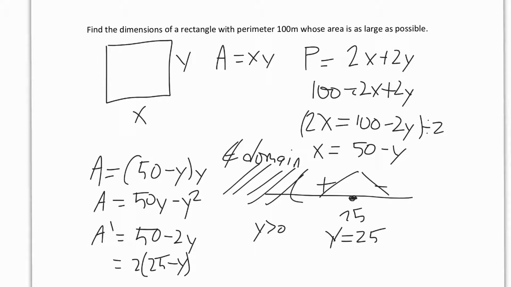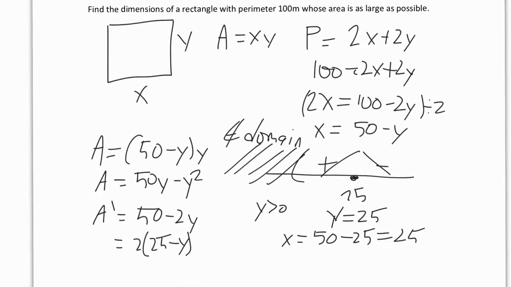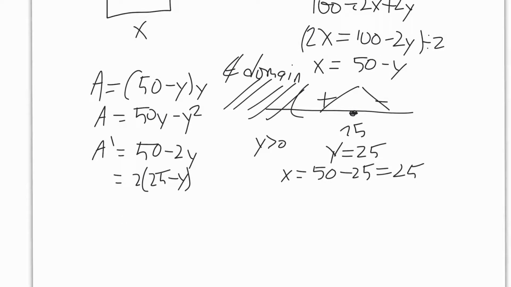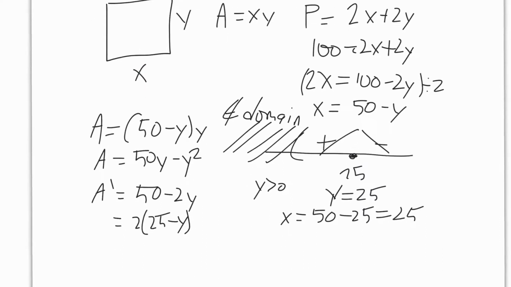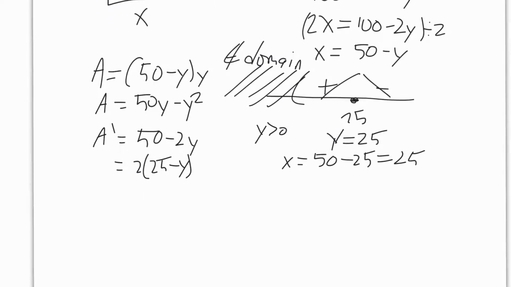And I solve for x. X is equal to 50 minus 25, which is 25. Now, something to note here that's interesting is that the dimensions are equal. X and y are the same, which makes sense because of all the possible rectangles that you could make with 100 meters of fencing, the largest rectangle possible is actually the square. The square is, in some ways, like the best rectangle if you were thinking about it in terms of making something out of it. So we'll write that down.